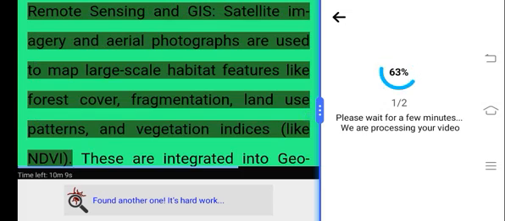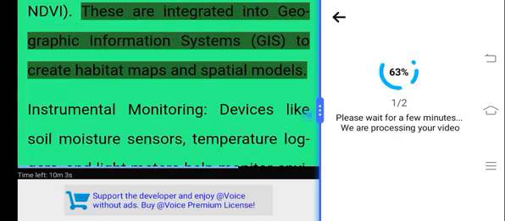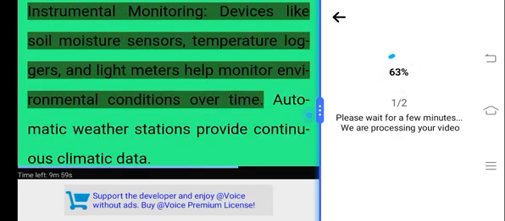Remote sensing and GIS: satellite imagery and aerial photographs are used to map large-scale habitat features like forest cover, fragmentation, land use patterns, and vegetation indices like NDVI. These are integrated into geographic information systems, GIS, to create habitat maps and spatial models.